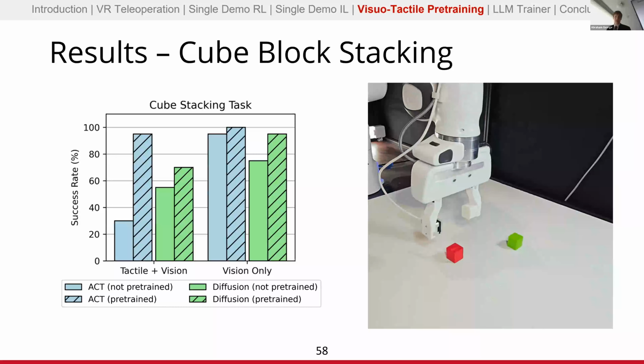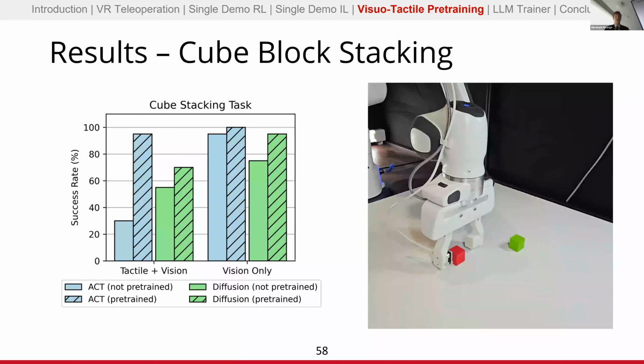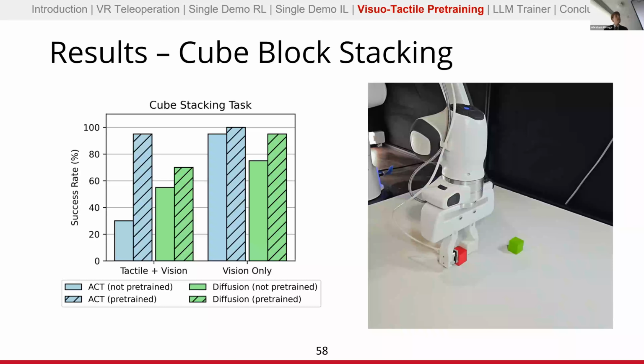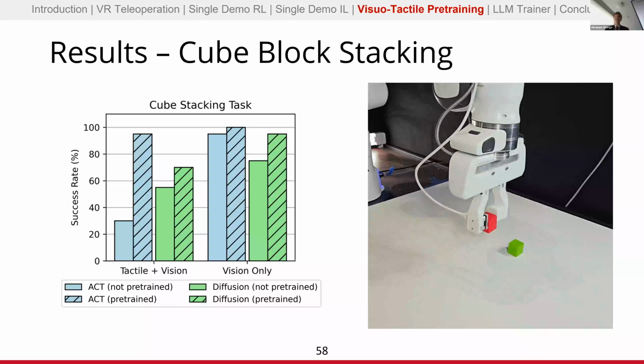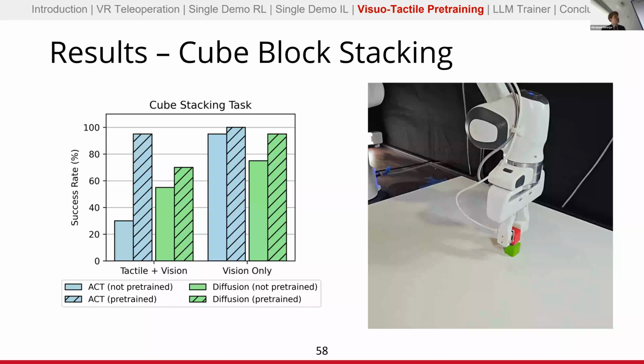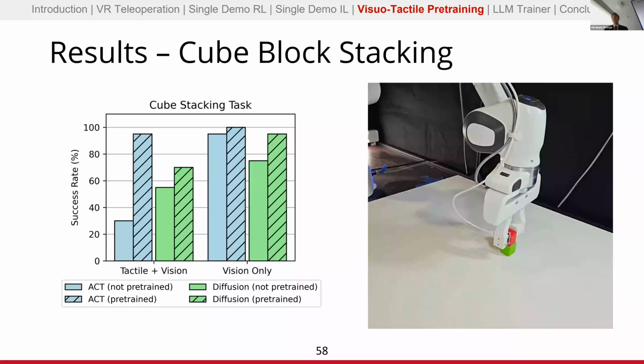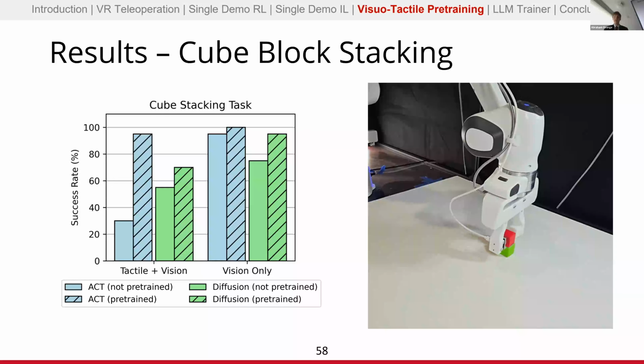Finally, we did a similar study on the cube stacking task, and here, once again, we did find that visual tactile pre-training improves performance. But we noticed that the tactile vision agent actually underperforms the vision-only agent. And we think this is because of a distribution shift between the training and testing times for the tactile sensor, because tactile sensors are just very prone to drift.